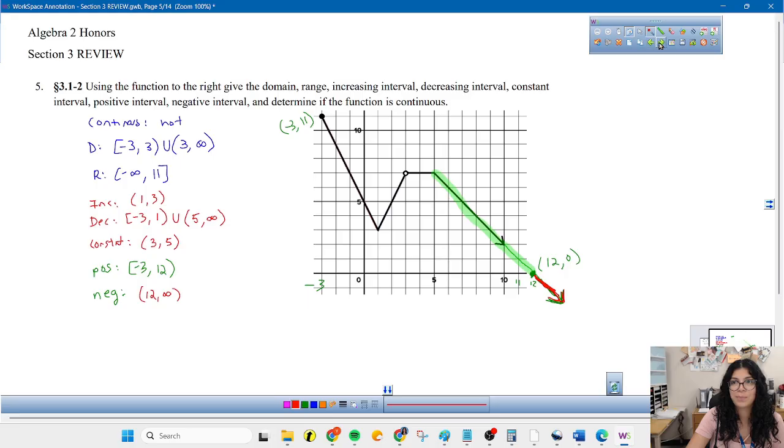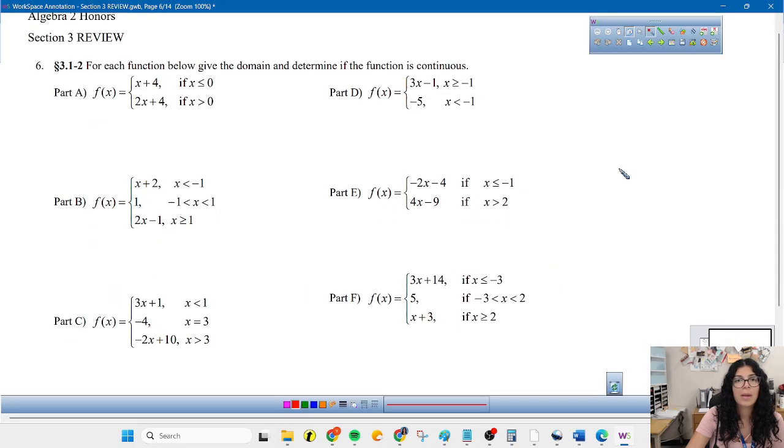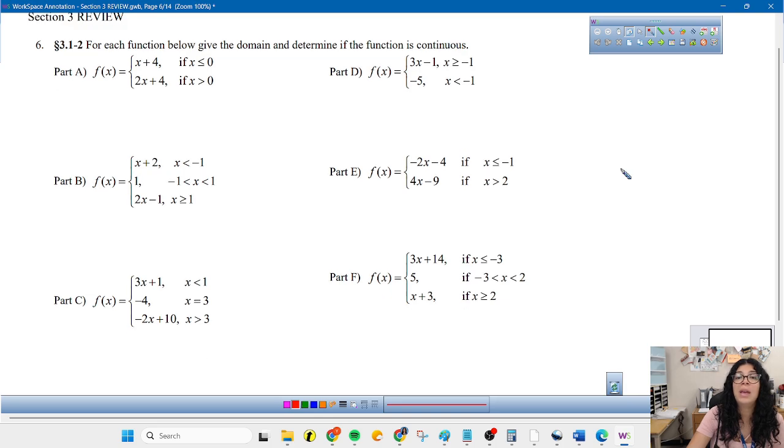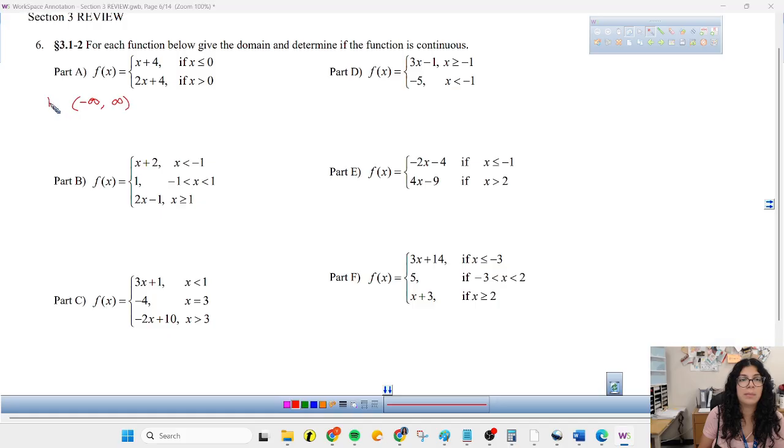All right, number 6, for each of the functions, we're going to go ahead and give the domain and determine is it continuous or not. Okay, well, the domain on part A, notice that I am using part of this line when x is less than or equal to 0, and then I'm using this other line to the right of 0. So I have a domain that is negative infinity to positive infinity.